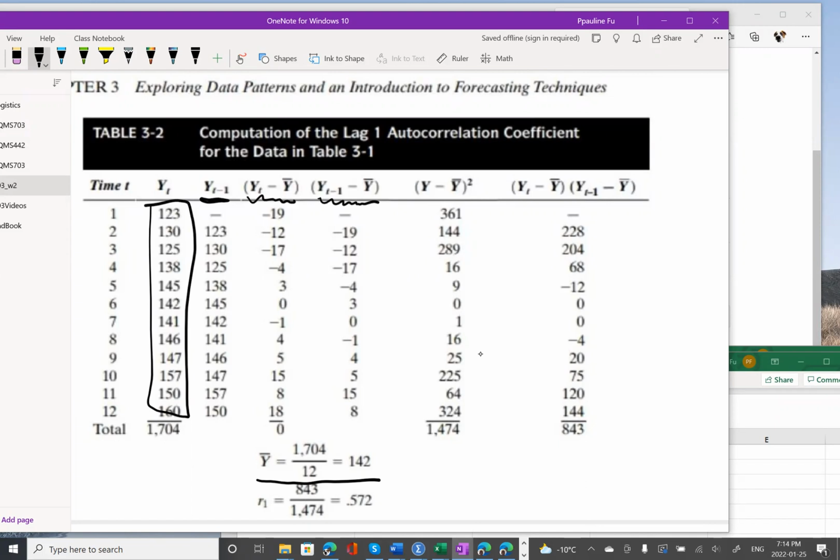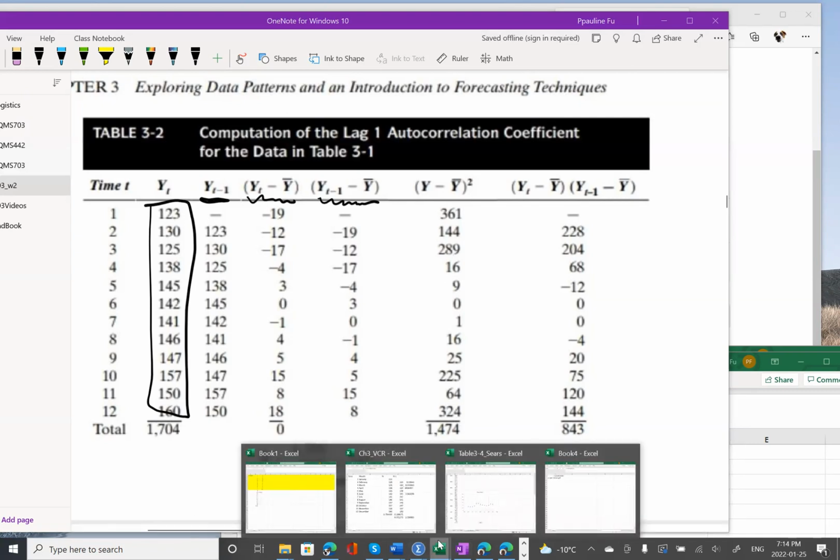Any questions? Is there a way to organize it in Excel? Is there an Excel formula that will do the calculation for you? There is no direct formula in Excel, but SPSS directly gives you the result. So this is the one I'm going to turn to, using SPSS.